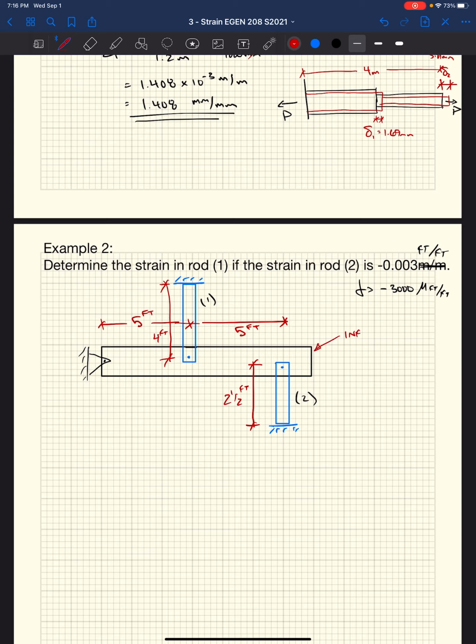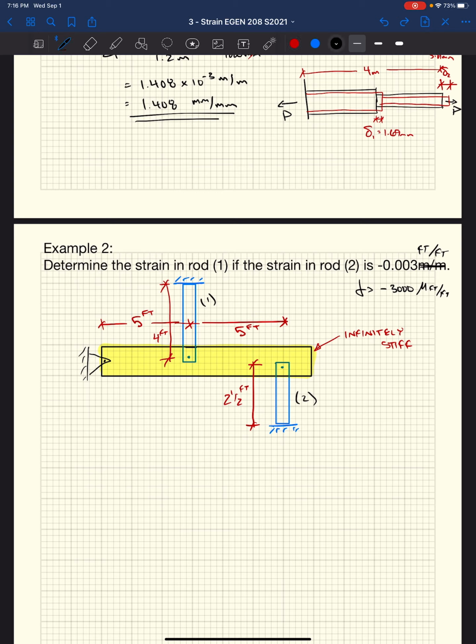I'm going to say that this rod is infinitely stiff. What does that mean? Well, that means that as this bar moves, it moves as a rigid body. There's not going to be any bending going on. This isn't going to do something like this. That's not going to happen because it's infinitely stiff. It's going to stay as a straight line bar.